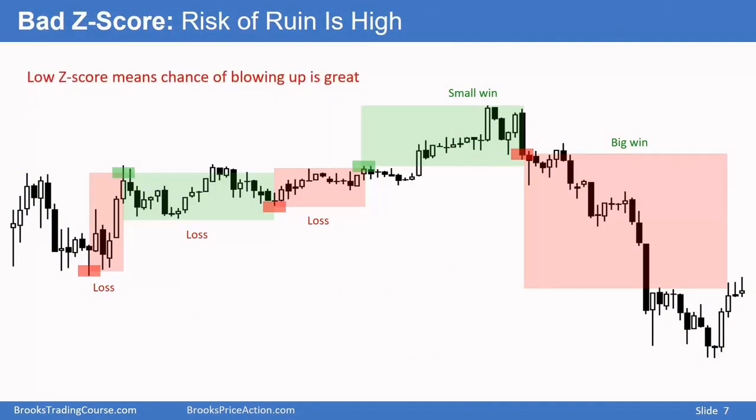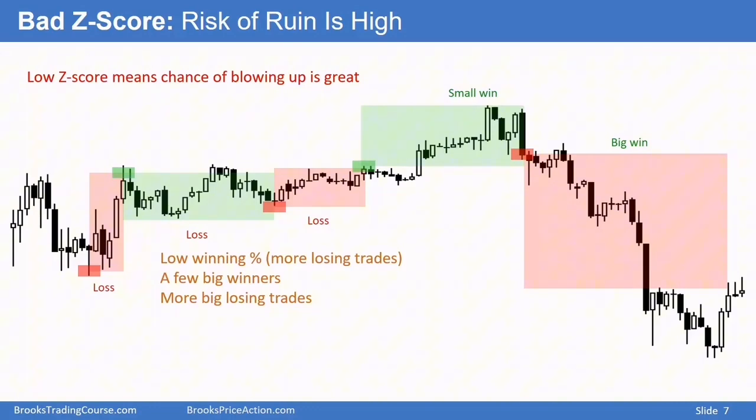A low Z-score means that the chance of blowing up your account is great and your system is bad. You have a low winning percentage. In other words, most trades are losers. You have a few big winners, but more big losing trades. And you're too dependent upon 1 or 2 outstanding trades to offset all of the losses and make the system profitable. Not only do you have to take the trade, you have to manage it correctly. And that's hard to do as well.